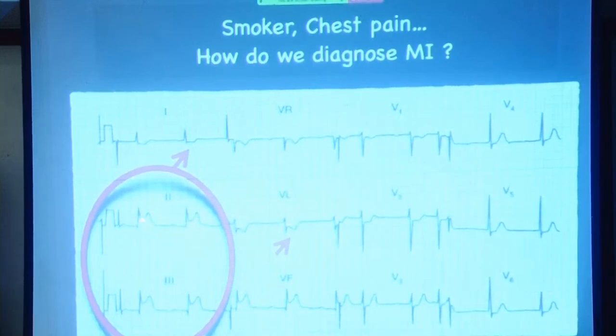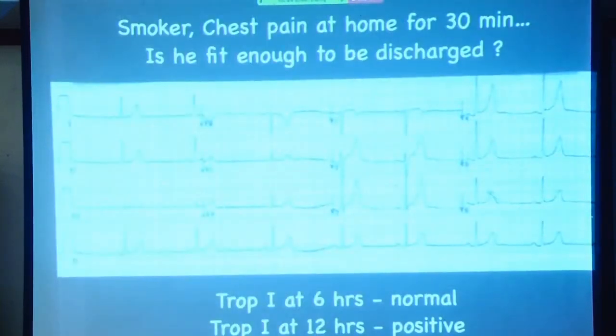You could see that there is ST elevation in lead 2. You could see that there is ST elevation in AVF and 3. So you have ST elevation in 2, 3 and AVF. You tend to see some ST depression in lead 1 and AVL. So you have significant ST elevation in the inferior leads, which makes us understand that this is an inferior wall myocardial infarction.